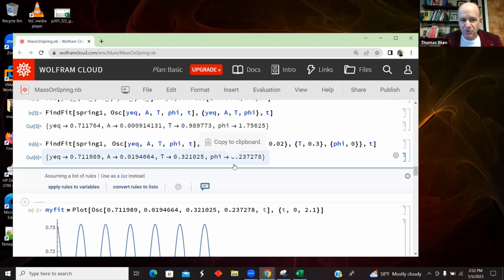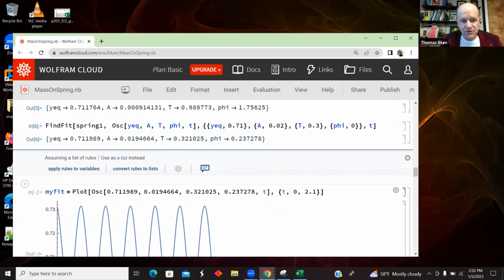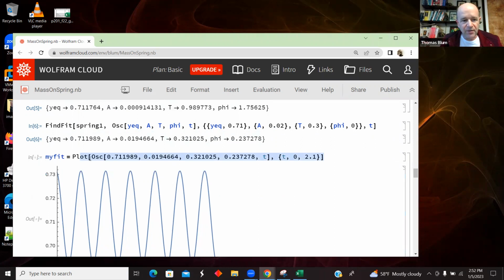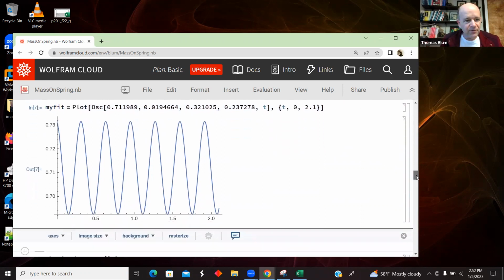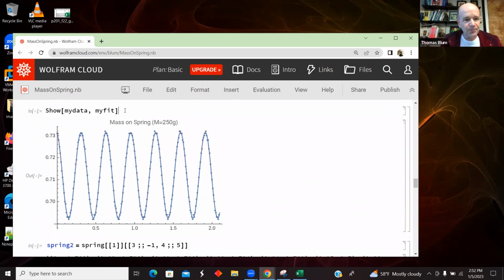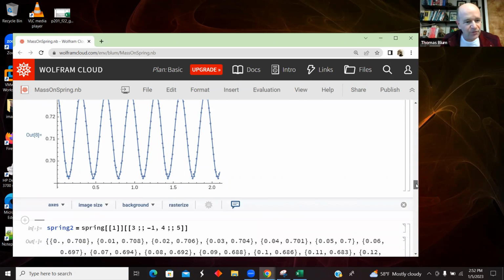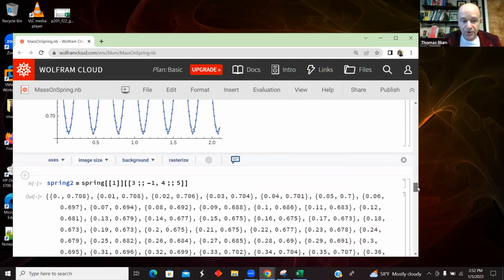And then it converges to reasonable values. It doesn't move too far from these initial values. And then I took those values and plotted the oscillation function in about the same range or domain of time, and I called it my fit. Now I have my data and my fit, and we're putting them together. And we see that it is a pretty good fit, the cosine function and the data agree. There are little spots here and there where we're off the curve a little bit, but for the most part, it seems to be good.